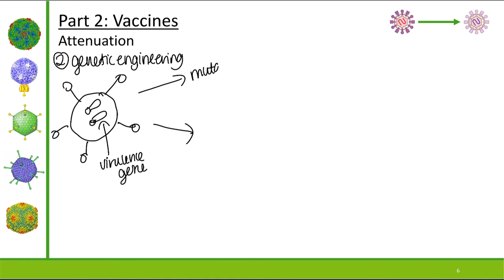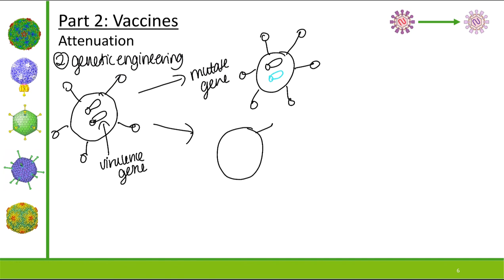We figure out what those are, and we can do a couple of things. One thing we can do is mutate the gene. Maybe we mutate it to inactivate it, or we switch it out for another gene that is not pathogenic, and so we end up with a piece of genome that is different. Alternatively, instead of mutating that gene, maybe we can just delete the gene. And now we're left with a virus that is missing that gene.